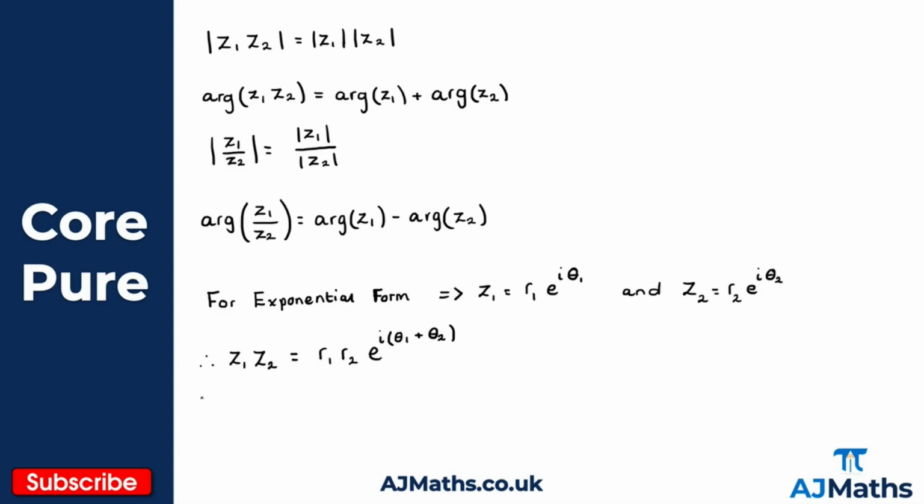And then if we're dividing, so let's say we've got z1 over z2. In this case what we've got is r1 over r2, and we multiply this by e to the power of i theta 1 minus theta 2 there. Okay, and there we have it. So you can see these are the properties for multiplying two complex numbers when working in exponential form, and then dividing two complex numbers, again working in exponential form. So that's our introduction to multiplying and dividing complex numbers in exponential form.